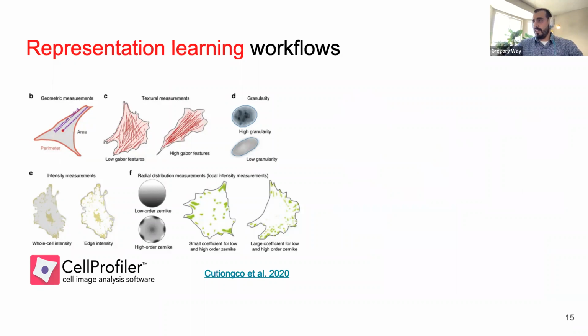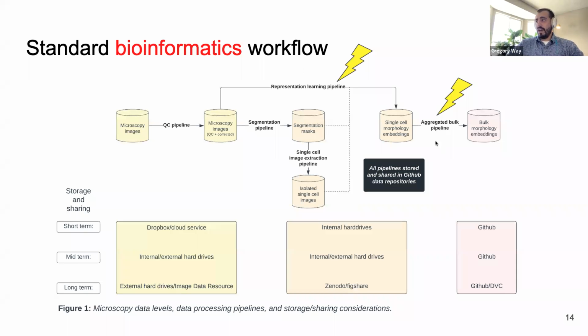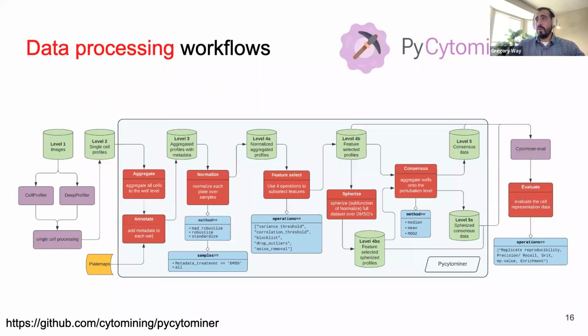So after the representation learning step here, we derive these single cell morphology embeddings. And then there's a whole host of other processing steps that is typically performed to go from single cells to bulk. And so this is a tool that the lab is developing right now called PyCytoMiner, which contains all of the functionality to go from these single cell representations all the way through the typical image-based profiling pipeline, which is the process in which you transfer single cell data into bulk profiles.